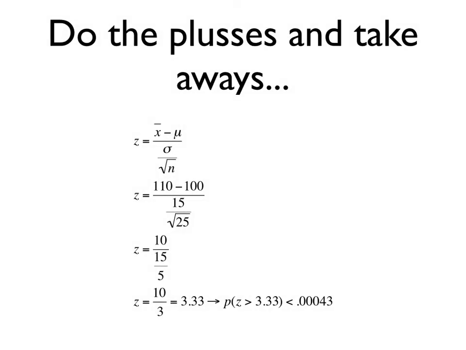Okay. So we do this. X bar minus mu over sigma divided by root n, which is 110 minus 100 over 15 divided by root 25. Notice how I made this nice and easy so the math would work out. I didn't have to use a calculator. The square root of 25 is 5. If you didn't know that, you should know that. 10 over 3 is 3.33. The probability of getting a z-score greater than 3.33 is less than 0.00043.